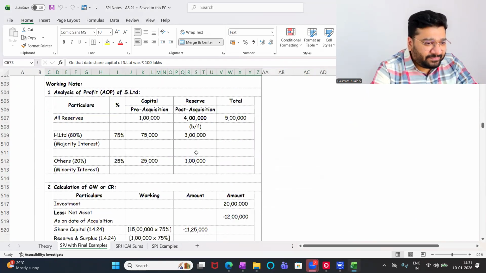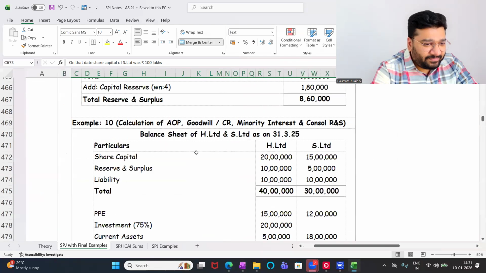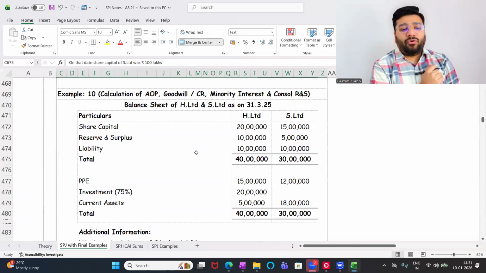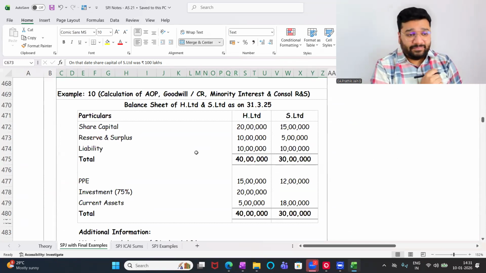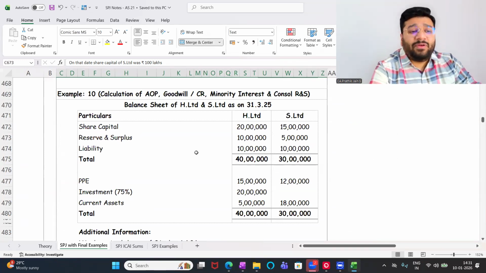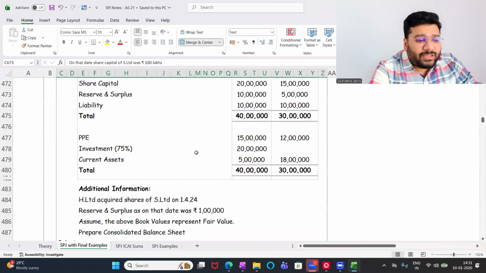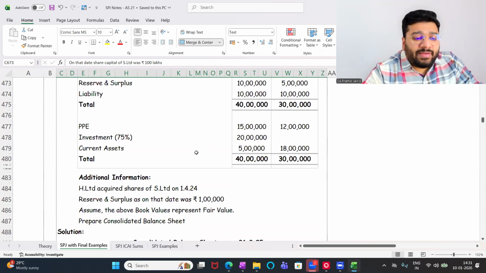Question 10. Any difficulty? Take a photo of this. Fast. Additional information: H acquired shares of S Limited on 1/4/24. Reserve and surplus on that date is 1 lakh. Assume all the book value represents fair value. Prepare CBS.